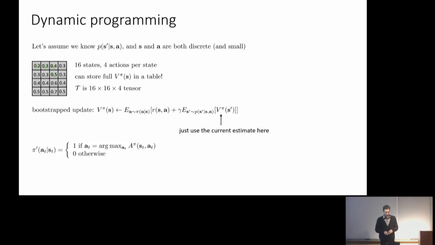And then when it comes time to improve our policy, we'll set our new policy pi prime to this. And we can represent our policy as a table too. It's just a 16 by 4 table of numbers with a probability for every action in every state. So this will improve our policy, and this will evaluate it.